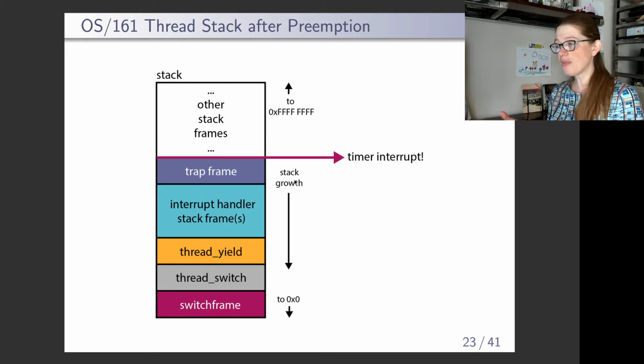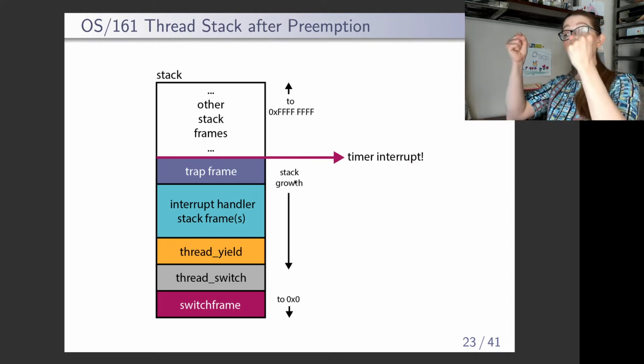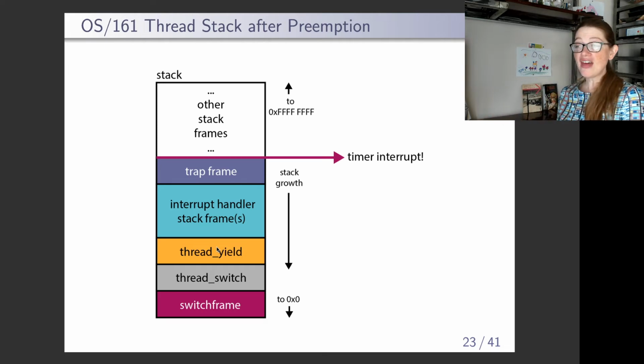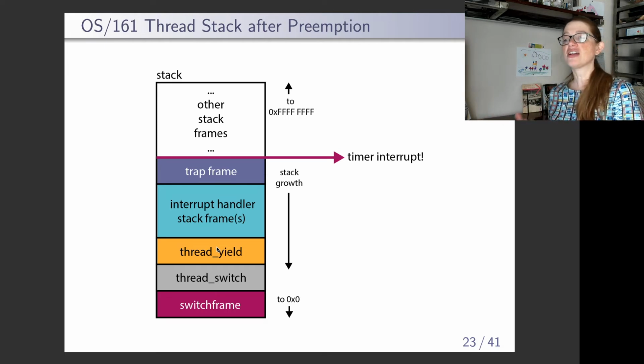So we save the trap frame, and then we call the interrupt handler. The interrupt handler realizes it was the clock. The clock says, oh, time to do a context switch. And so our clock is actually going to call thread yield. Then thread yield calls thread switch, and thread switch calls switch frame. So that is how we are going to draw our stack for an involuntary context switch. This is how we implement timesharing with preemption.